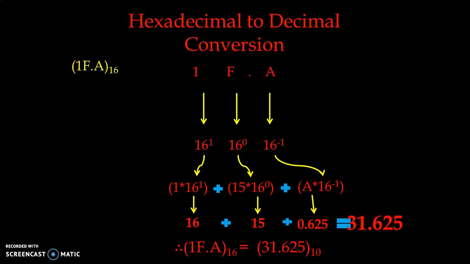So the hexadecimal number 15.A can be converted into the equivalent decimal number, and that is 31.625. So this way we can convert any hexadecimal number into the equivalent decimal number system.